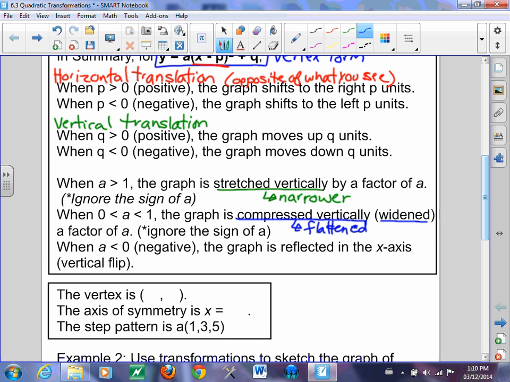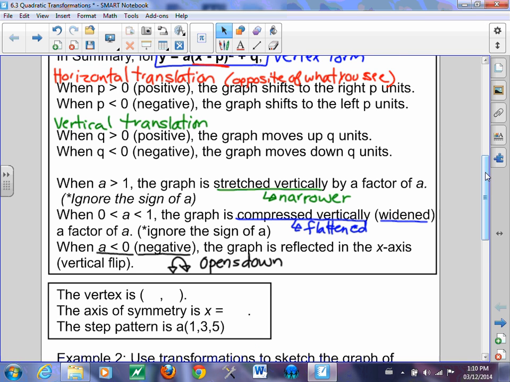And then, ladies and gentlemen, the second aspect of what A does: if A is less than 0, or negative, the graph is reflected. So that means it opens upside down. It opens down in that case. Otherwise, if A is greater than 0, it opens up.